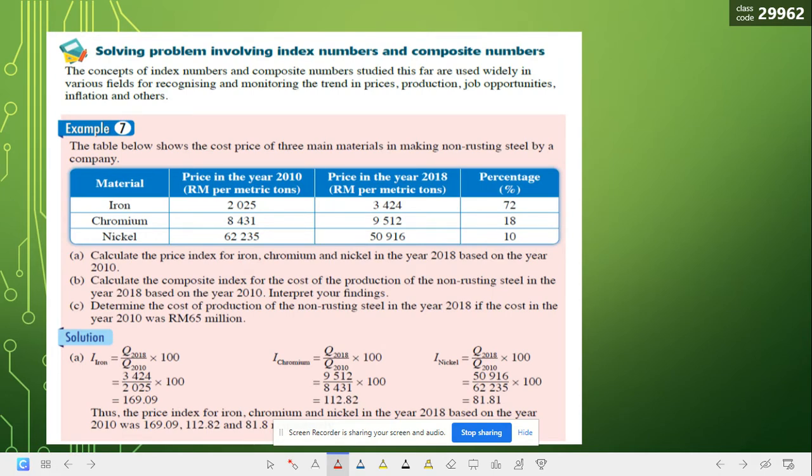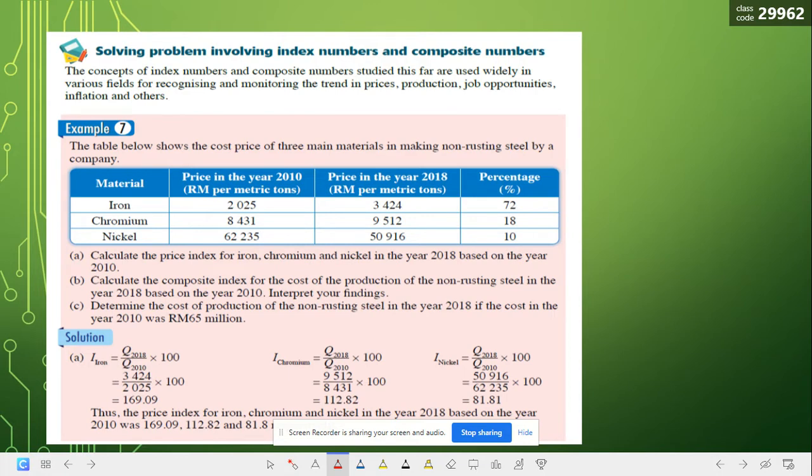Okay, so next one, how to solve the problem involving the index number and the composite number. The table shows the cost price of three main materials in making non-rusting steel by a company. So they have three materials here: iron, chromium, nickel. The price in the year 2010, the price in the year 2018, and also the percentage.